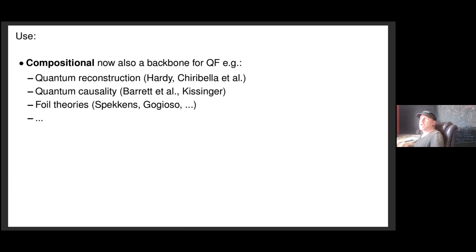Now, I must say that the first place where this compositional perspective we were pushing was picked up was in quantum foundations, especially in things like quantum reconstructions, first by Lucien Hardy and also by Giulio, who spoke yesterday, and many others, in the framework of quantum causality, where we also heard talks yesterday. Many people are now increasingly using these diagrammatic structures there. And then also for foil theories, initially by Selby and myself, and now many others, who are taking up this compositional diagrammatic theory. So in quantum foundations, this has been around for more than 10 years now.